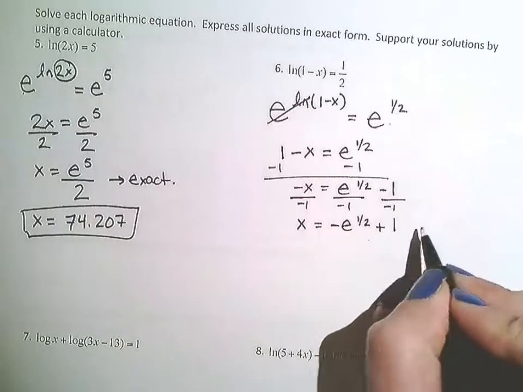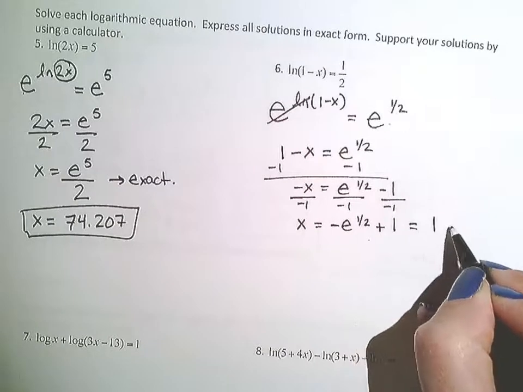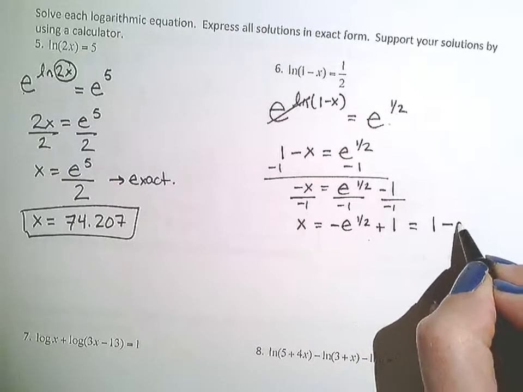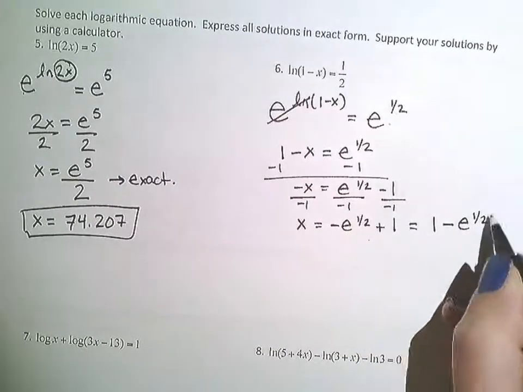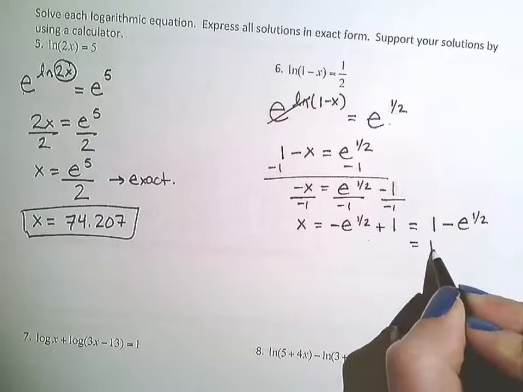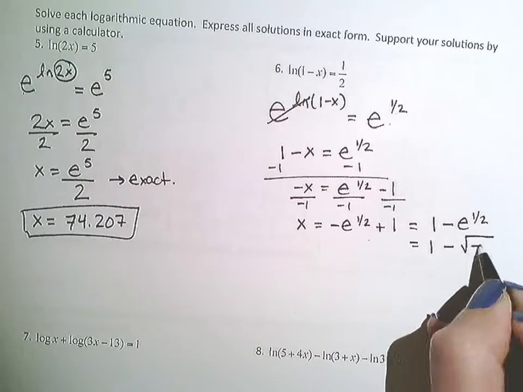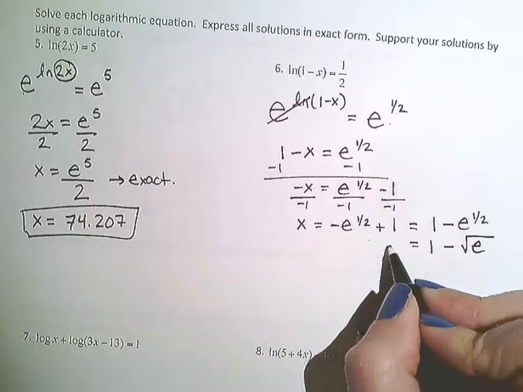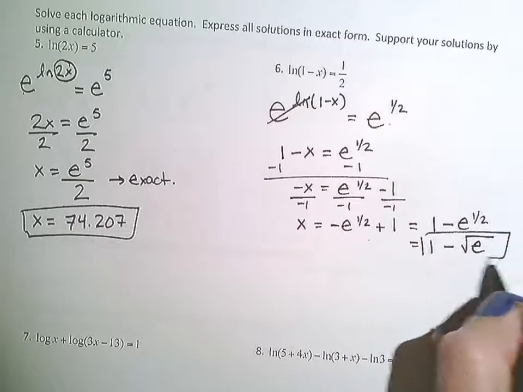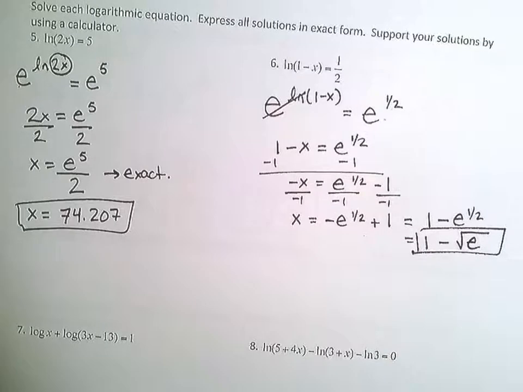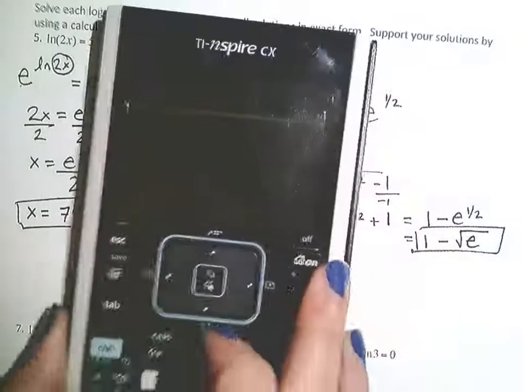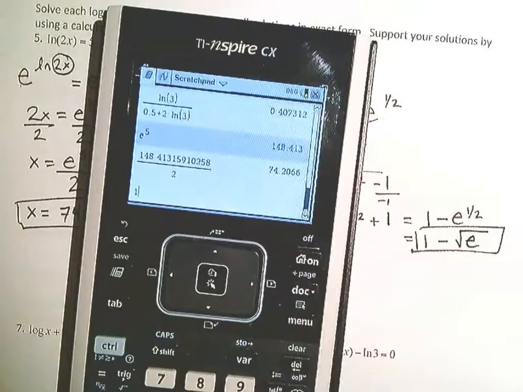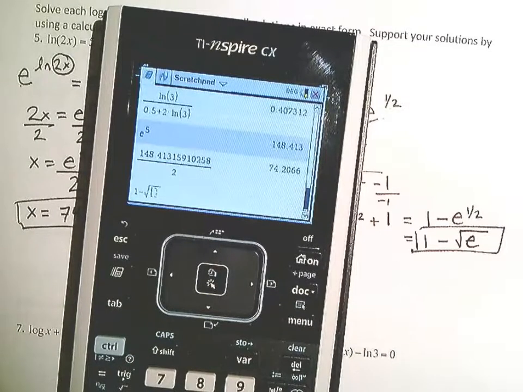You can keep it like this, or you can rewrite it to make it prettier. If you remember, e to the 1/2 is the same thing as the square root of e, so x equals 1 minus the square root of e. This is the exact solution. And then the approximate solution is going to be 1 minus the square root of e.